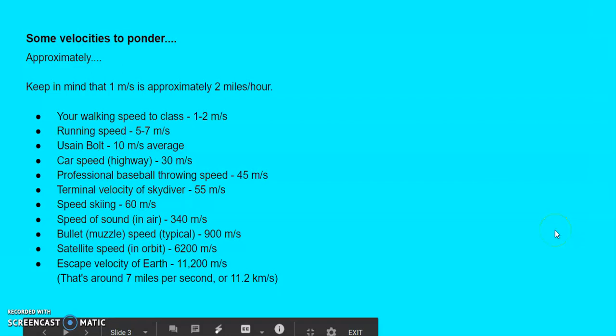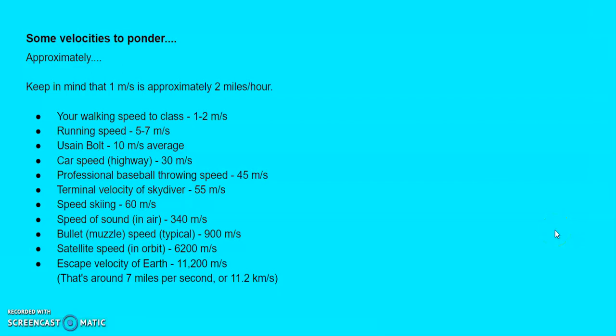Here's just a few speeds to keep in mind. Typical walking speeds are 1 to 2 meters per second. Running speeds are somewhere between 4 and 7 meters per second. That madman Usain Bolt averages 10 meters per second in the 100-meter dash, if you can imagine that. By the way, 1 meter per second is about 2.25 miles per hour. So just keep in mind that Usain Bolt averages over 20 miles per hour. The man could be pulled over in a hospital zone. That's how fast he is.